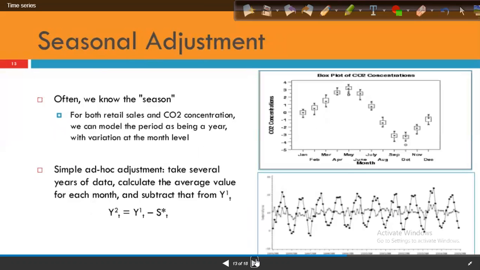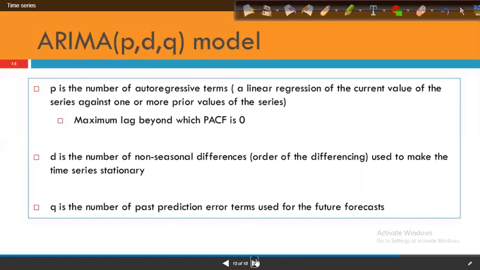I'll directly jump into this one. ARIMA.